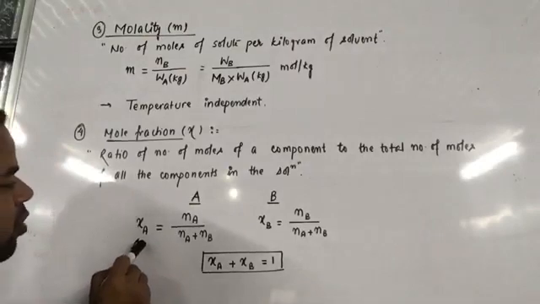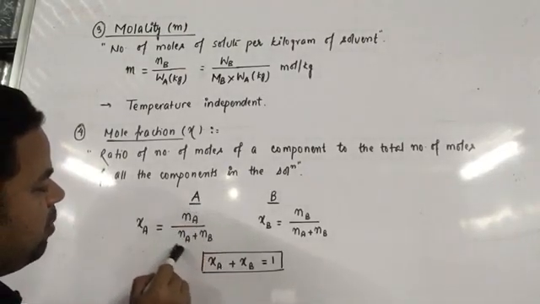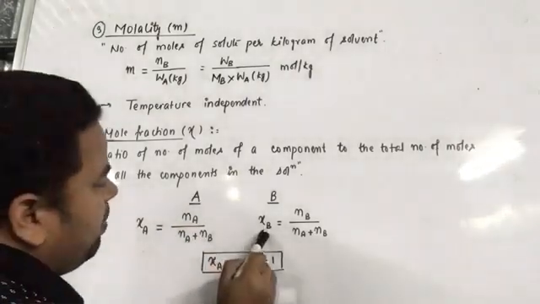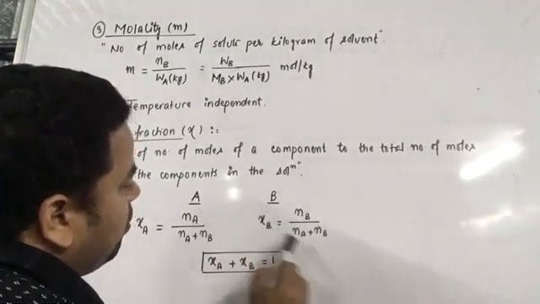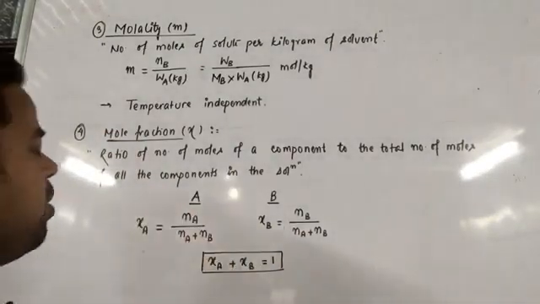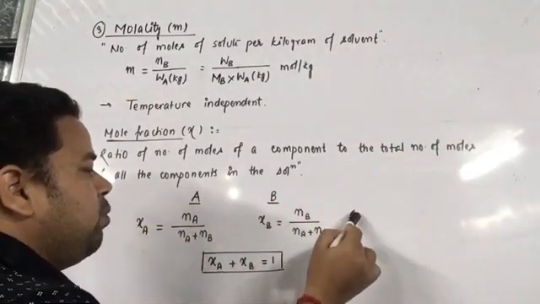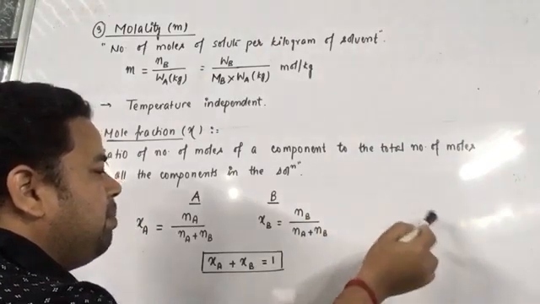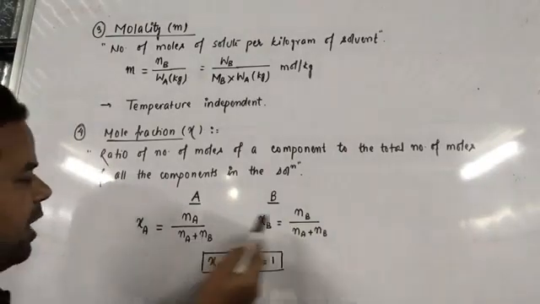So, the mole fraction of component A is number of moles of component A by total number of moles in the solution, which is Na plus Nb. Mole fraction of component B will be equal to number of moles of component B, which is Nb, by total number of moles, which is Na plus Nb. If it had been a 3-component solution, then we could have considered C, and mole fraction of C would have been equal to Nc by Na plus Nb plus Nc. But since it is a 2-component solution, we have got A and B only.